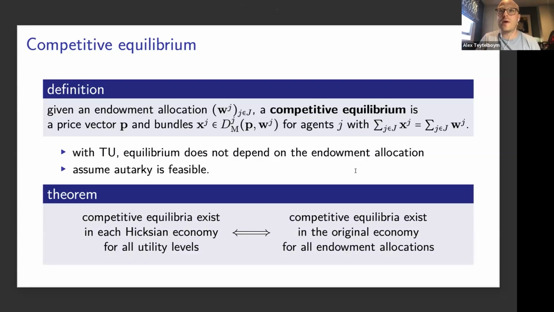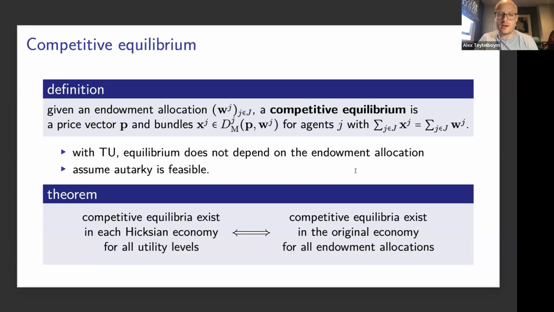The equilibrium existence duality says the following: a competitive equilibrium exists in each Hicksian economy for all utility levels if and only if a competitive equilibrium exists in the original economy for all endowment allocations. Why is this result important? One direction of it is especially important, as you will see: by knowing something that happens in a Hicksian economy for all utility levels, that is, in a transferable utility economy, you can conclude what happens in a corresponding economy with income effects, where there might be income effects. Okay, so we'll see what that looks like.